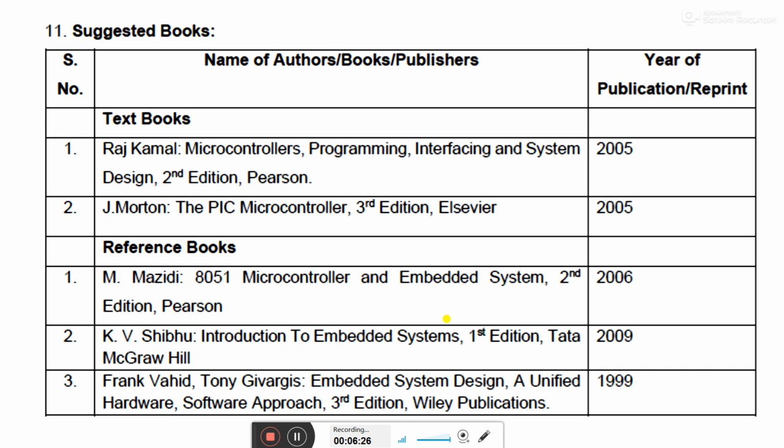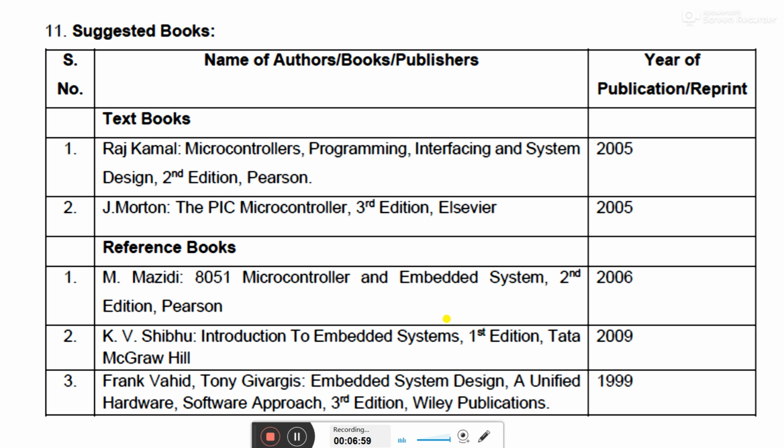Next we have the authors' books. Here are the names of authors, books and publishers. You can find your textbook by Raj Kamal, whose language is very easy, and it is a very useful book for the advanced embedded system course and microcontroller programming. The book name is Microcontroller Programming, Interfacing and System Design. It is the second edition from Pearson, and the year of reprint is 2005.